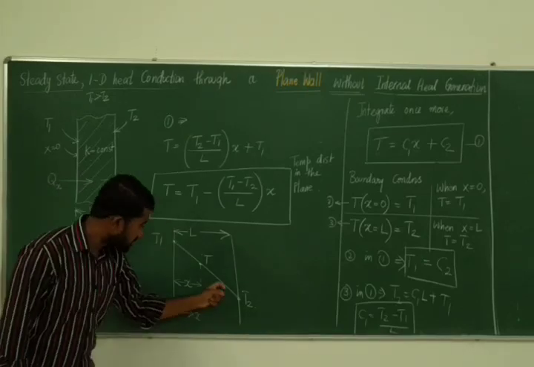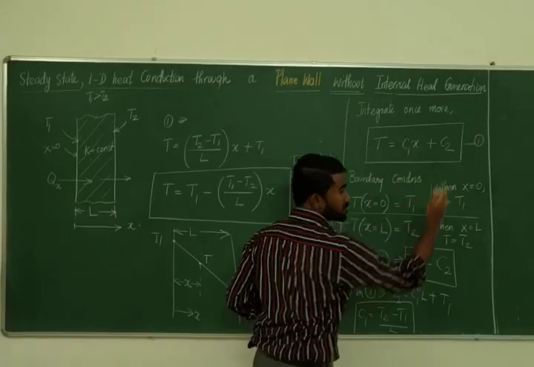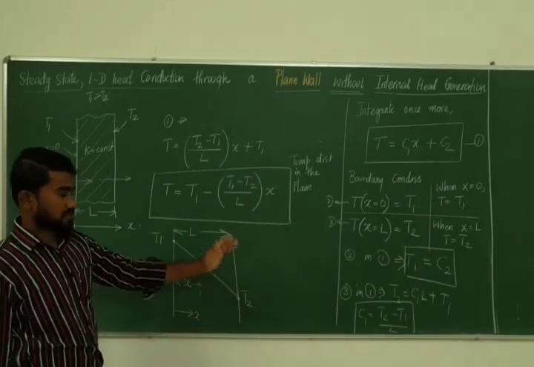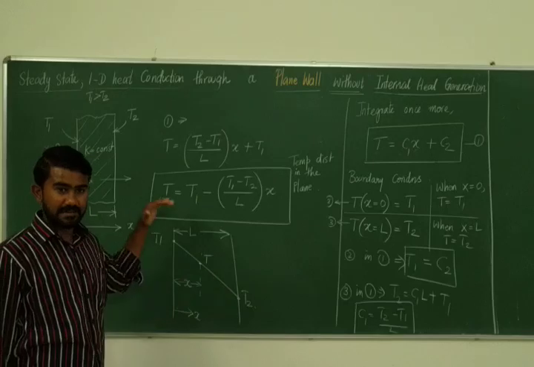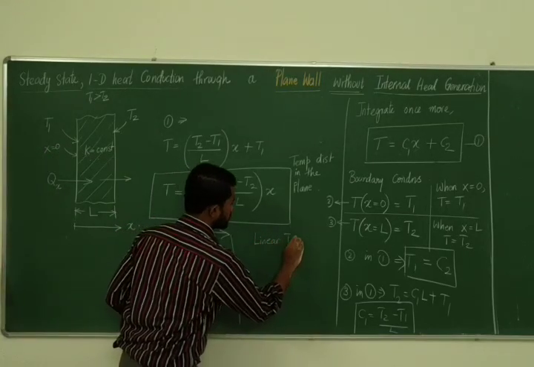And if you plot the temperature, it's going to look like a straight line. Because the equation of this is y equal to mx plus c. It's a straight line equation. The temperature distribution is a linear temperature distribution. We call it a linear temperature distribution.